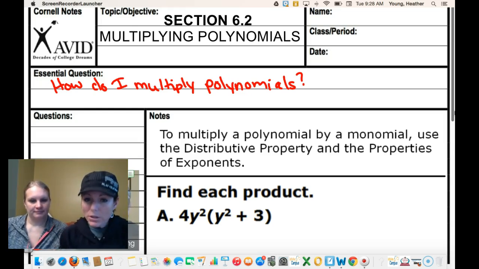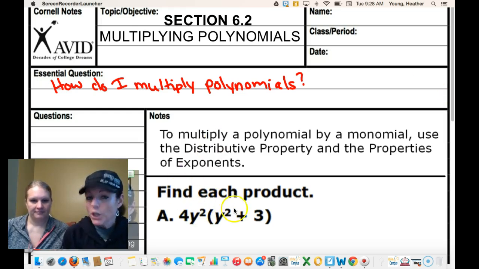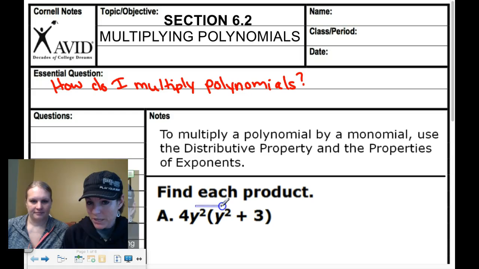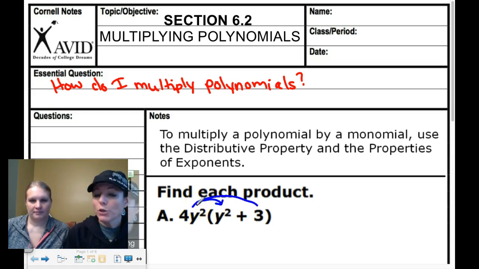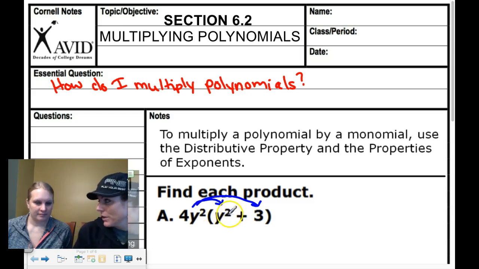Now, when you're multiplying a polynomial, first of all, notice on our first example, when you multiply a polynomial by a monomial, you're going to use the distributive property and properties of exponents, which basically means when you multiply two variables together, you're going to add the exponents.